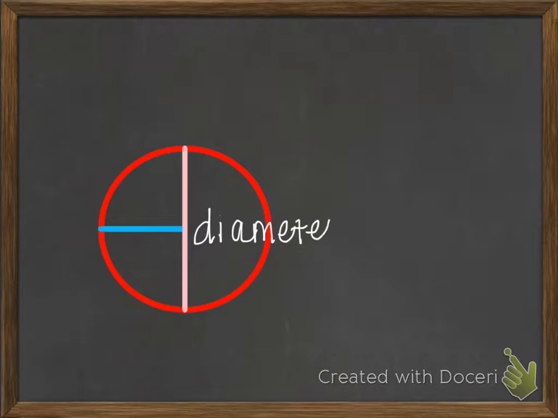Circles also have something called the radius. The radius is a line segment that has an endpoint on the center of the circle and has the other endpoint on the edge of the circle. So in my picture, it would be this blue line.